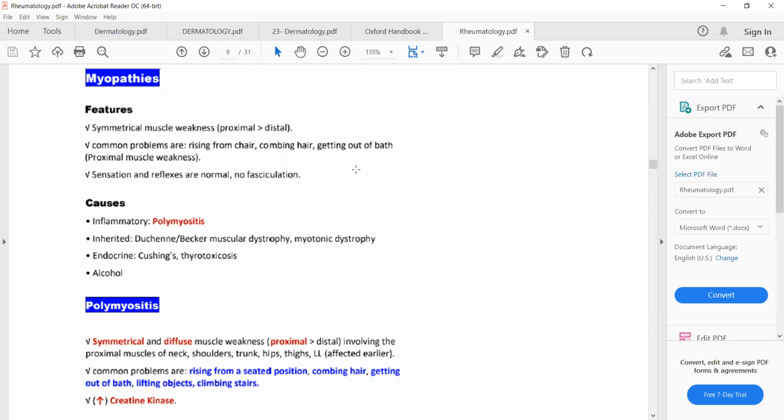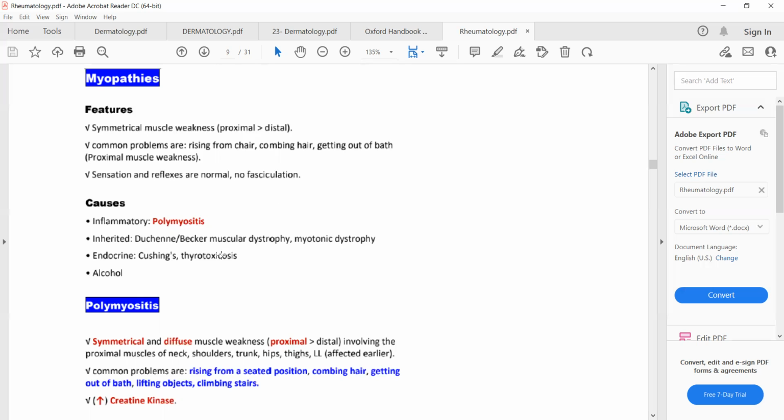While the proximal muscle weakness that is due to vitamin D deficiency, calcium and phosphate will be low in vitamin D deficiency, and ALP will be high. So this is how you can differentiate between different causes of proximal myopathy.